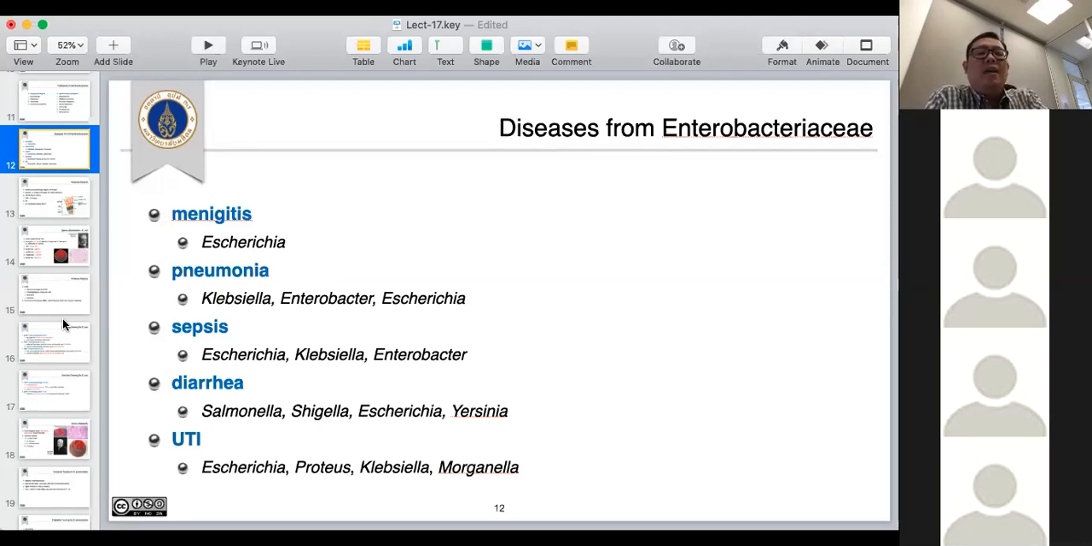Okay. UTI, urinary tract infection, so can be E. coli, Escherichia, particularly E. coli, some type of E. coli, Proteus, Klebsiella, Serratia.